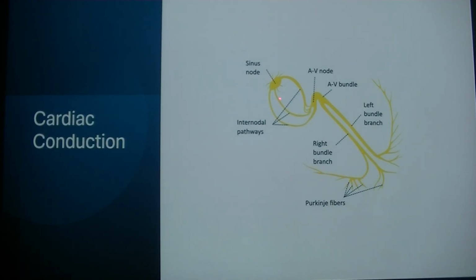So we start in the SA node, we go down to the AV node, we go through the bundle of His, we branch off into left and right bundle branches, and then we go down to the Purkinje fibers. And that's our cardiac conduction.